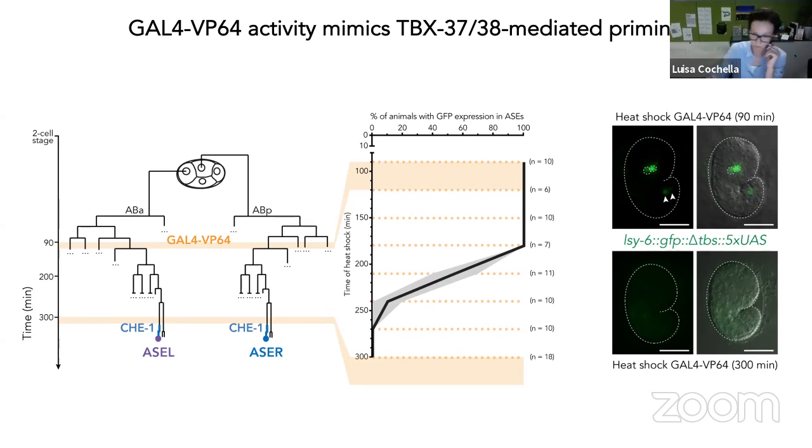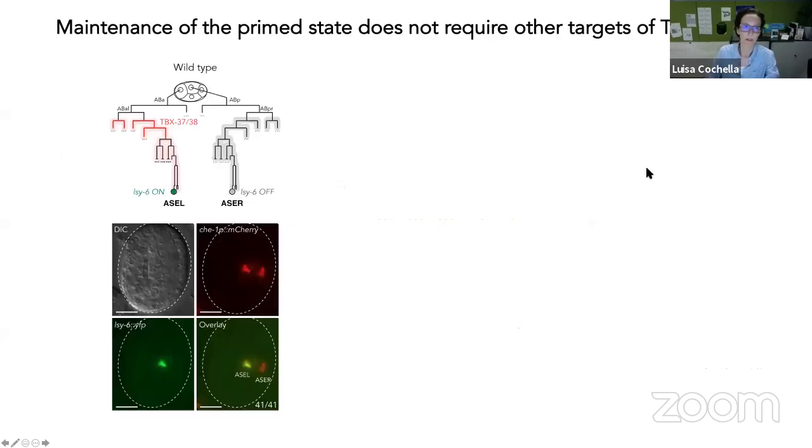So the other important thing is that this also again reinforced that the specificity of Lausi6 expression is given by the intersection of an early activator in this lineage and key1, because we only saw expression in the ASC neurons, although the heat shock treatment itself sometimes causes this weird ectopic expression in the tail, but the reporter expression is in the ASC neurons.